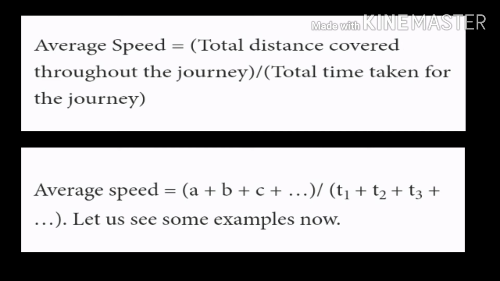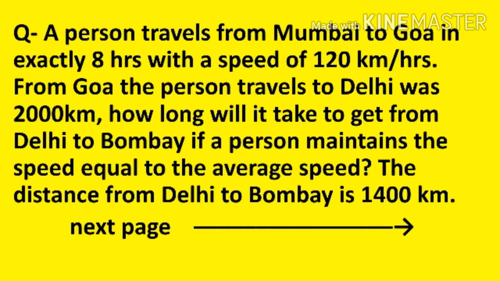Now we take some examples. Our first example on average speed: a person travels from Mumbai to Goa in exactly 8 hours with a speed of 120 km per hour. From Goa, the person travels to Delhi in 34 hours. If the distance from Goa to Delhi was 2000 km, how long will it take to get from Delhi to Bombay if the person maintains a speed equal to the average speed? The distance from Delhi to Bombay is 1400 km. In this case, how do we calculate our average speed?